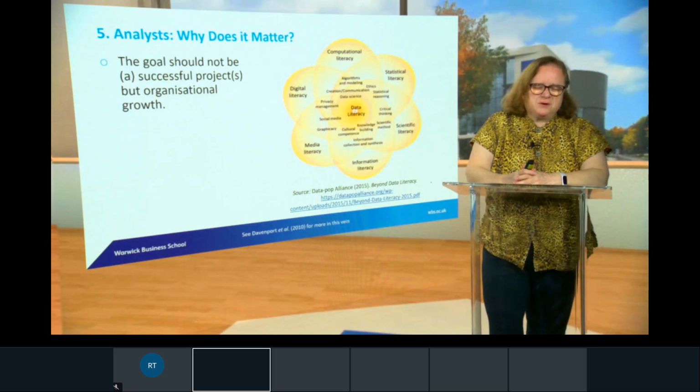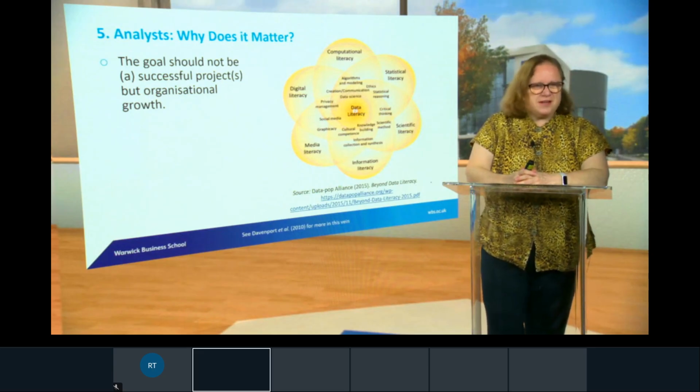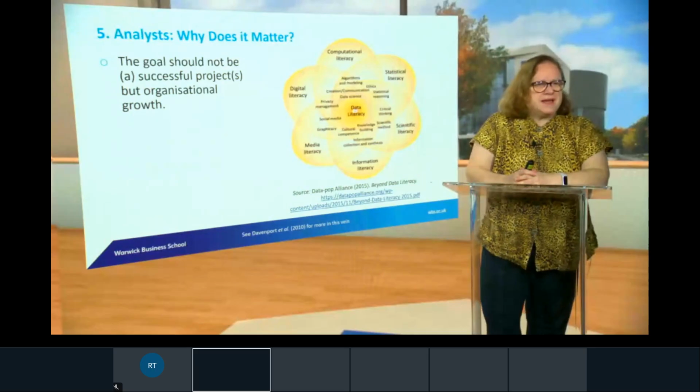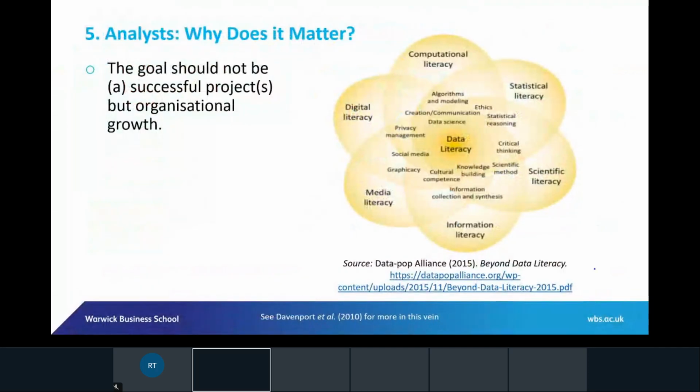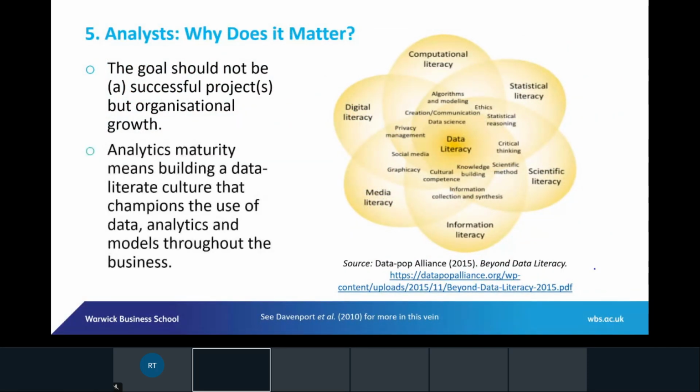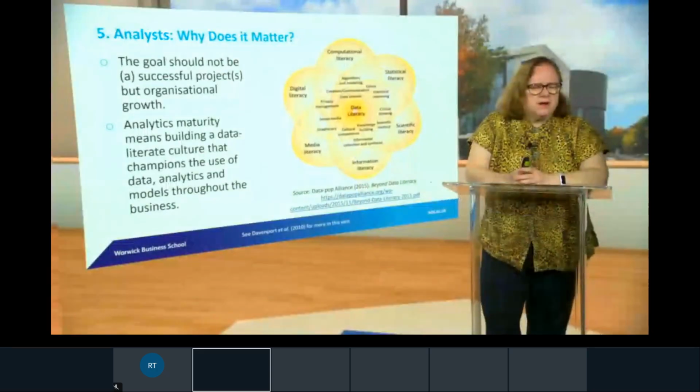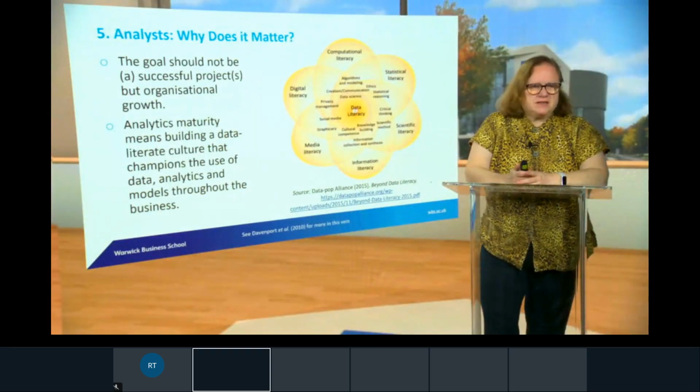In the Delta Plus model, we've done data, enterprise, leadership, targets. The next one is analysts. So why does it matter? What is the goal of the organization? It shouldn't be just the success of the projects. You need to be thinking about the growth of the organization. So what does that mean from an analytics maturity point of view? It means you need to build a data literate culture throughout the organization, where champions use the data, the analytics, and the models throughout the business. Now, champions are not just the people at the top, but may well be champions at various different levels.